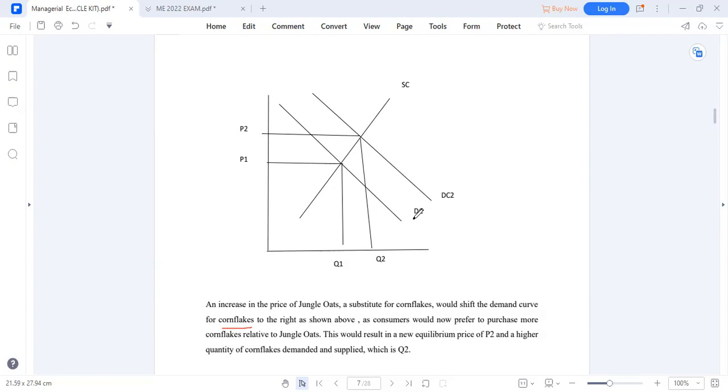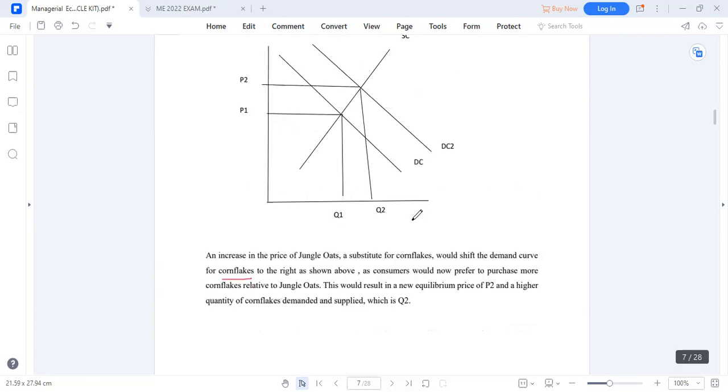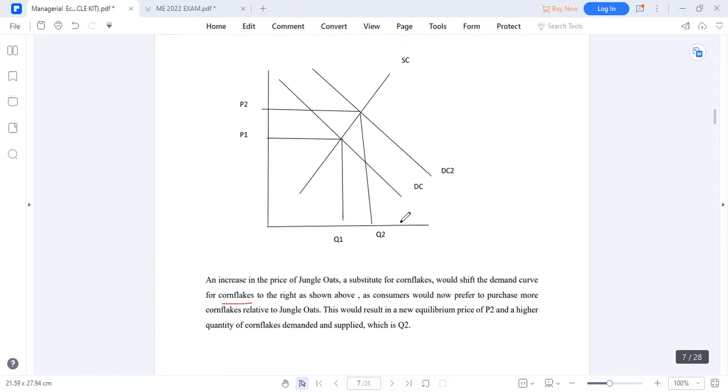Sorry, Collins, just here. I've been having challenges with the graphs. So now when you're setting up, which line is for Django oats here? It's DC2, DC2. Yes. So then demand for cornflakes, demand for Django oats, then quantity 2, these are Django oats. Yes, DC2 is Django oats. DC is cornflakes.